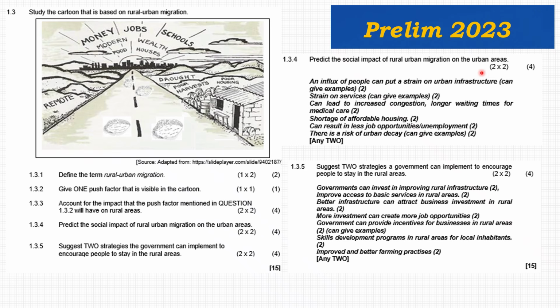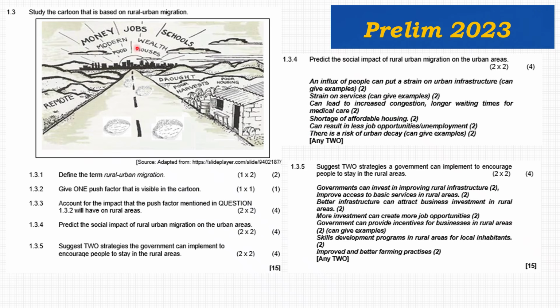Remember, we're looking at the impact on urban areas. Traffic congestion also affects people. There's longer waiting time, even for medical care, right? Remember, there's a lot of people now in urban areas. You find long queues in clinics, public clinics, and public hospitals, right? Shortage of housing, we spoke about this, can result in fewer job opportunities or unemployment.